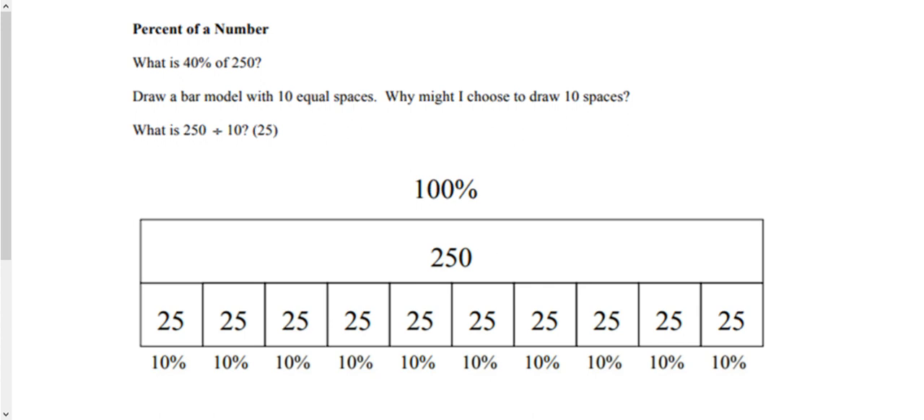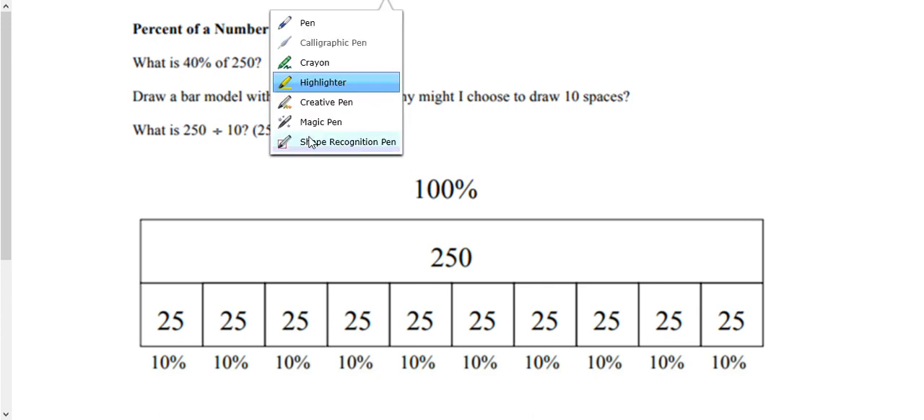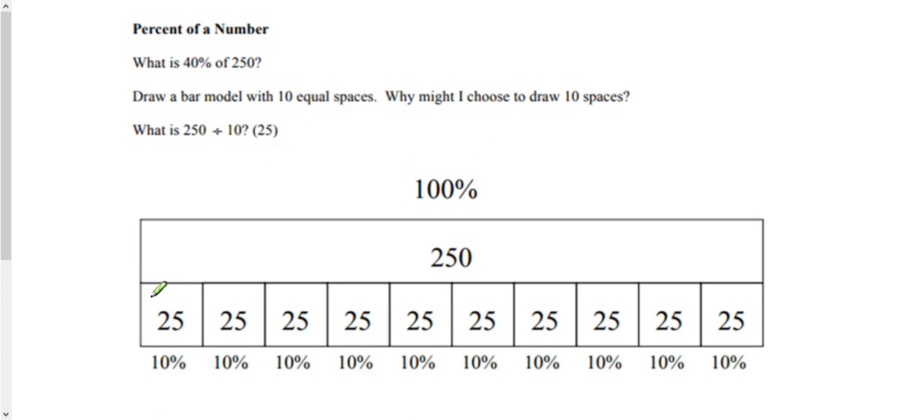So now if we highlight the 4 pieces we need, this piece is 10%, and 10% more is 20%, so another 25. And then a third one makes 30%, another 25. And then the fourth one makes 40%. Now to figure out the number, we add up all these 25s, and that equals 100. So our answer is 100.